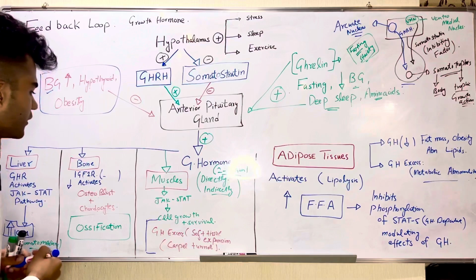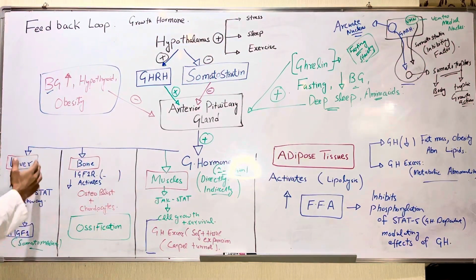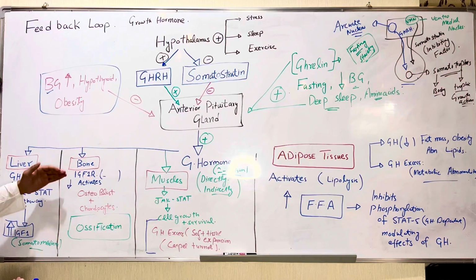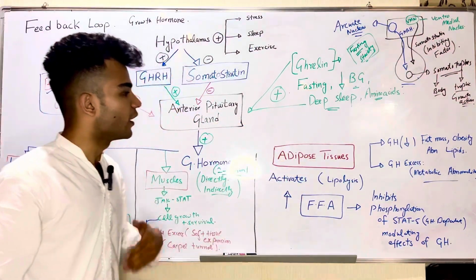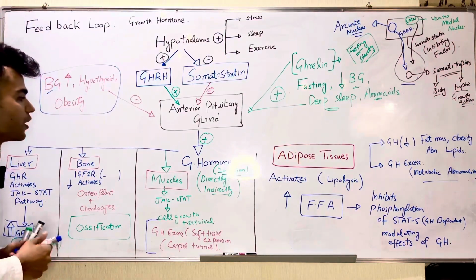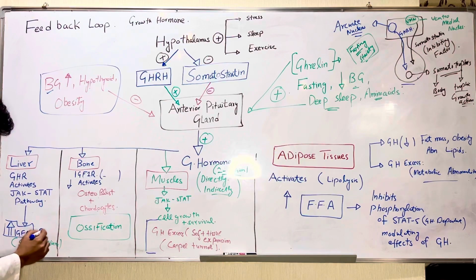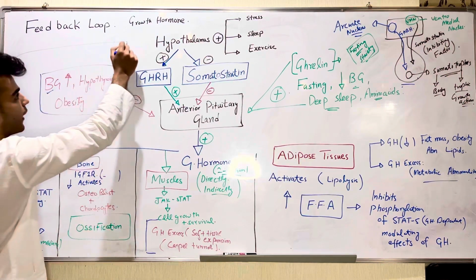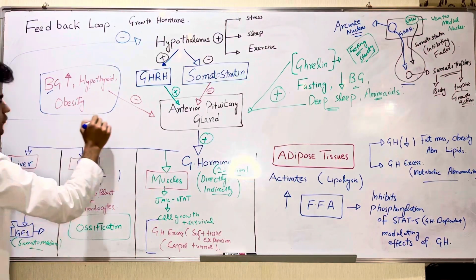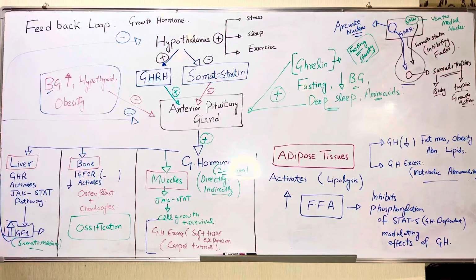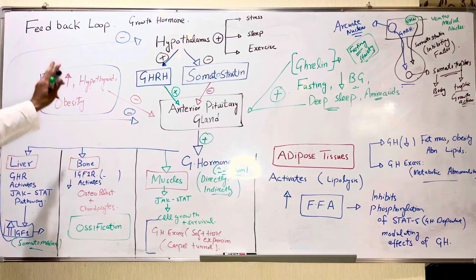Now what is the long feedback loop? Let's suppose we have here in the liver, the growth hormone is converted into insulin-like growth factor 1, or there are so many free fatty acids in our body, or so much blood glucose in our body, so it means we will have high insulin-like growth factors in our body. If these insulin-like growth factors, the somatomedins, are more in our body, what will happen? They will go directly to the hypothalamus and the anterior pituitary, and they will inhibit the growth hormone. So we have these two feedback loops. Thank you.